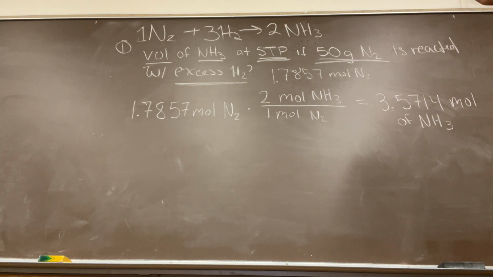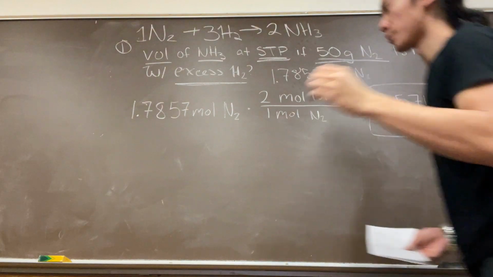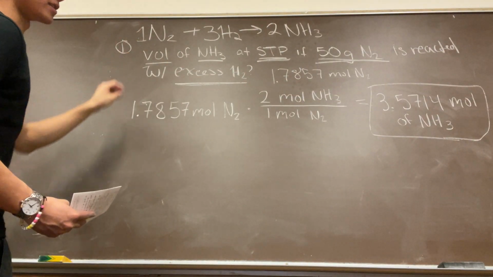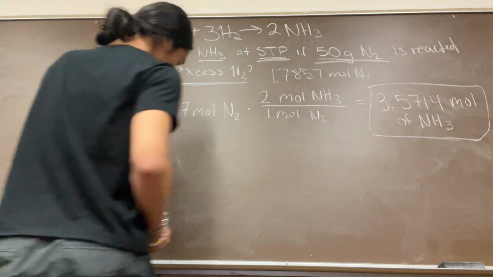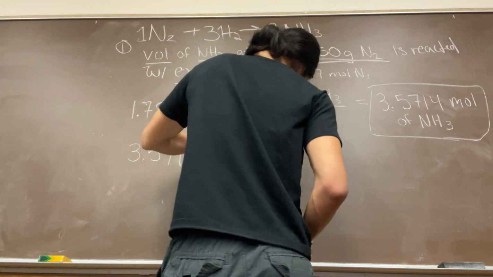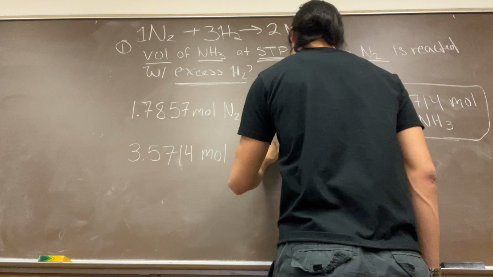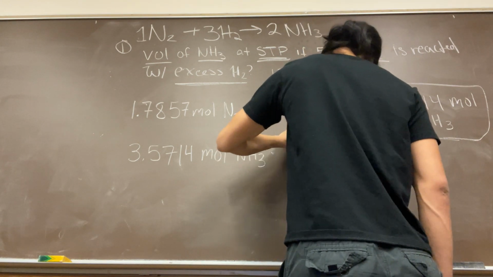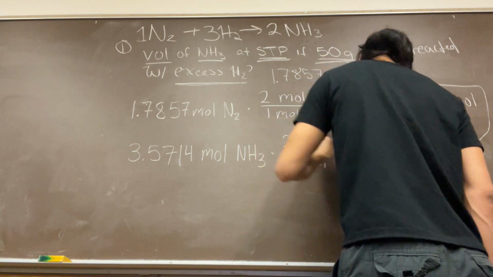Now, if you wanted to continue knowing the volume, then you want to multiply this. We have moles, right? This is our product. But we're not done because they asked us for the volume of NH3. So now we do, this is a gas. So we do 3.5714 moles of NH3 multiplied by 22.4 liters of gas corresponds to 1 mole.